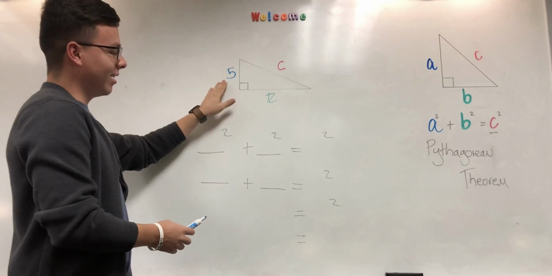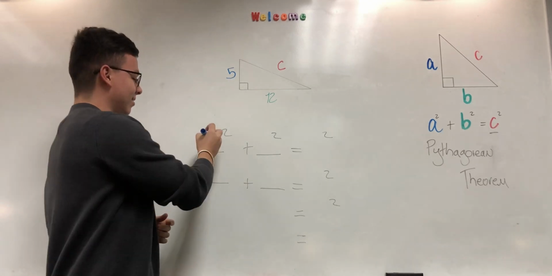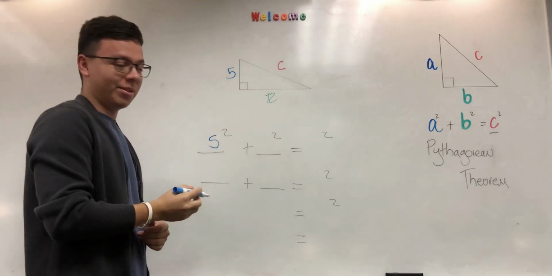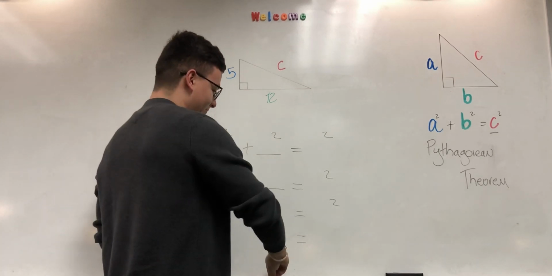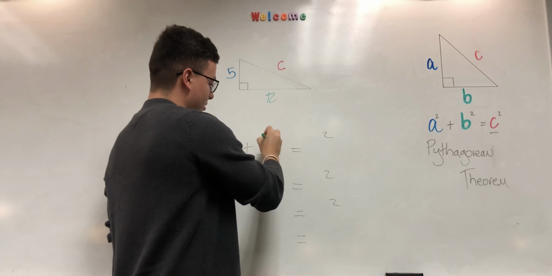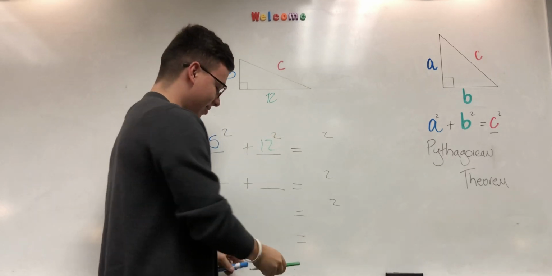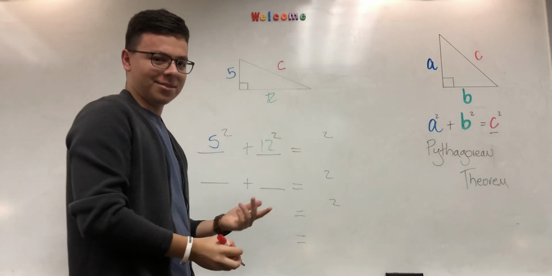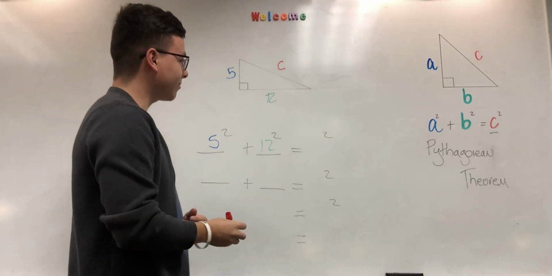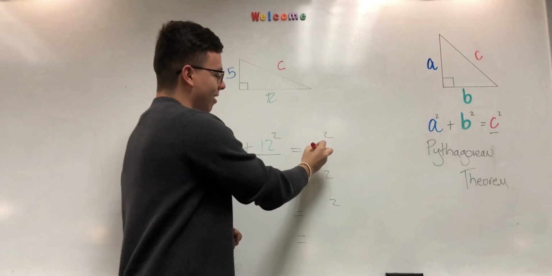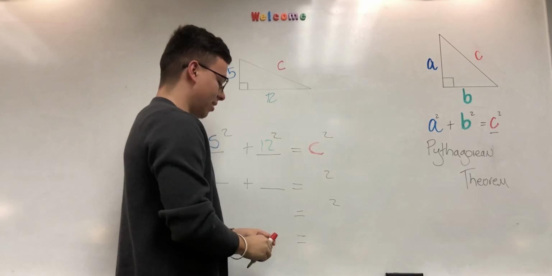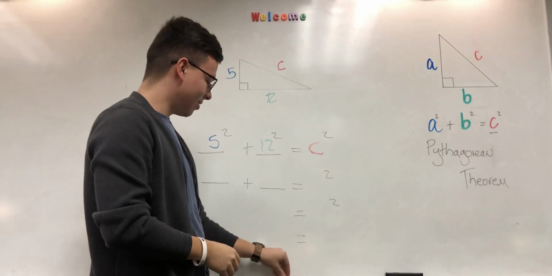So we have 5, and that's going to be our A. And then we have 5 squared plus 12 squared. I'm just doing different colors, so it's easier for you guys to see it. And then we just have C, which we don't really have a number for. It's the hypotenuse that we're trying to find.